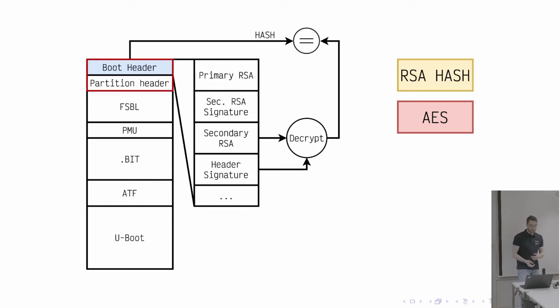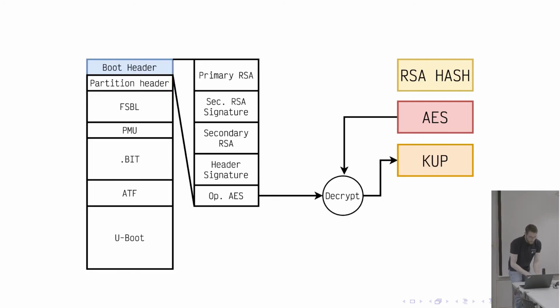And then we can use this key to authenticate the boot header and the partition header with the signature in the boot header. And of course we do not do the authentication over the whole boot header image, only of a part. And optionally now we can also use encryption.